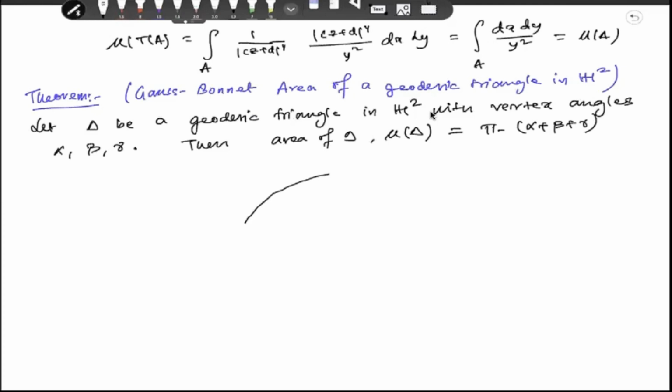So let me draw a picture. This picture is in the upper half plane. This is my triangle delta, and the vertex angles, suppose these are alpha, beta, gamma. Then it is saying that the area of this triangle is equal to pi minus (alpha plus beta plus gamma). Okay, so what is the proof of this?